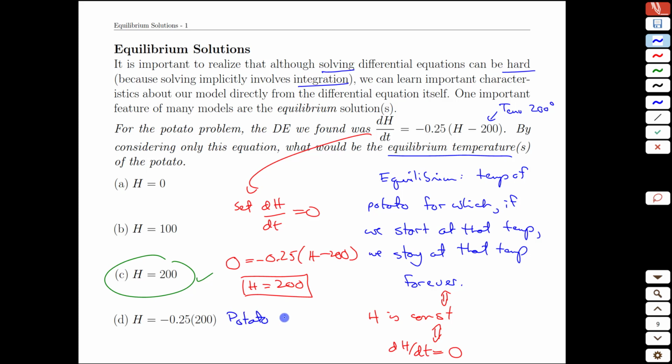So the potato starts at 200 degrees, then it's at the temperature of the oven. It's not going to change temperature after that. It's at the same temperature as the oven, and it's going to stay at that temperature forever. So the equilibria usually have some interpretation both in the mathematics and in the scenario itself, and they should be complementary to each other. Let's take a look at another couple of examples to reinforce that idea.